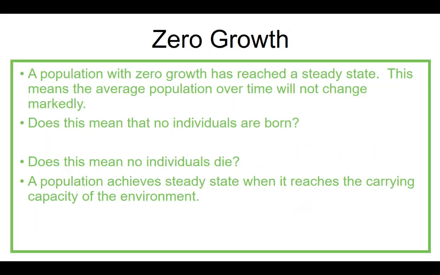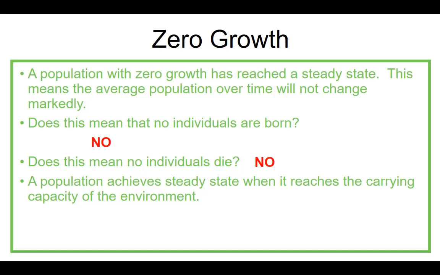So a population with zero growth has reached its steady state. This means that the average population over time is not really going to change much. Does this mean that no individuals are born? Well, no. There are going to still be individuals born. Does this mean that no individuals die? Again, no. What this means is that the birth rate and the death rate are pretty much even. Okay, so for every individual who's born, another one dies. And so the number stays constant. And this achieves steady state when it reaches carrying capacity for the environment.